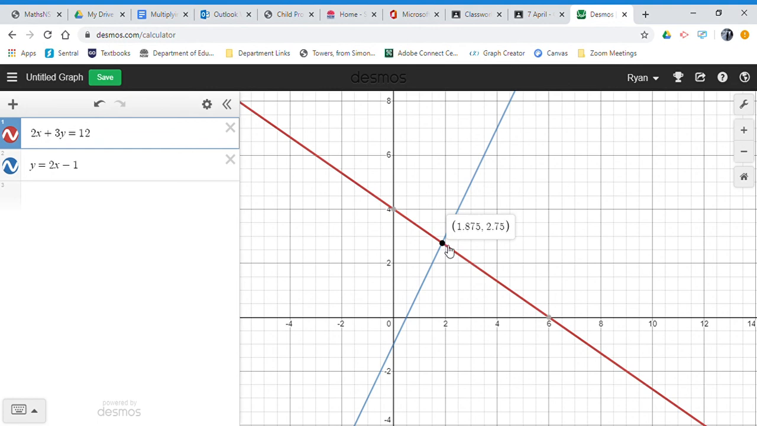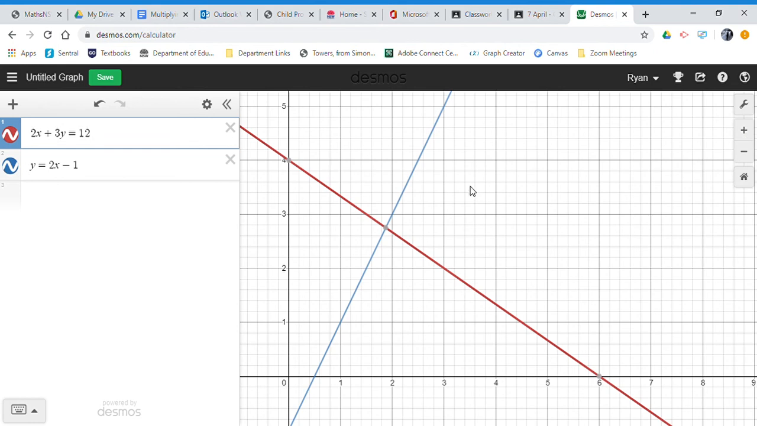So that point of intersection for the 2 lines that I've highlighted here, 1.875 and 2.75, would represent a solution for these 2 linear equations. The red line represents this equation, and the blue line represents this equation. So what we're going to do now is help you find and determine if lines intersect and how to verify information like that. Here we go.